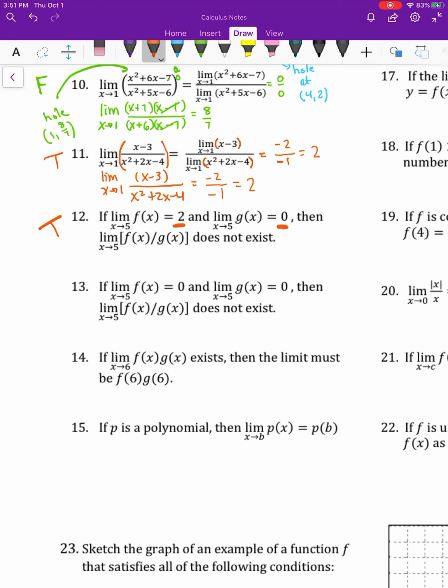So it's very similar to the next one. So let me go to the next one. I'm going to change my color again. The limit as x approaches 5 of f of x is 0, and the limit as x approaches 5 of g of x is 0.